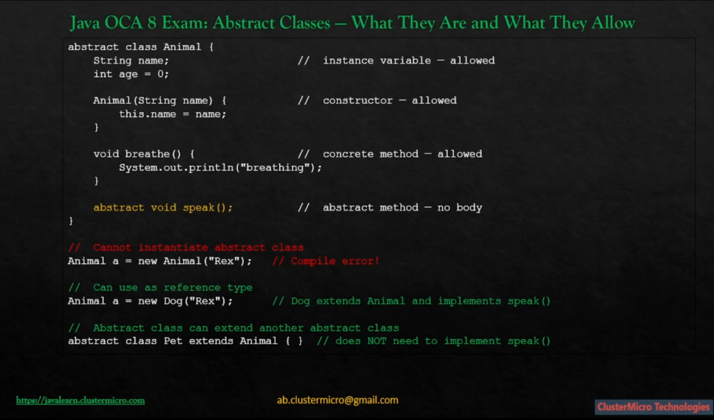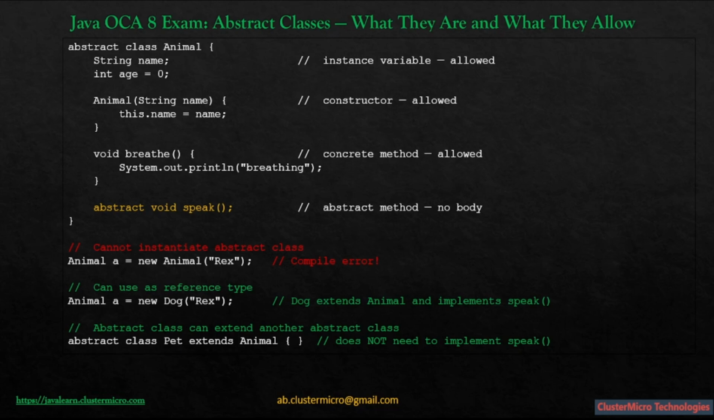Abstract method: speak has no body, just a semicolon, right? So any class that extends Animal and is itself concrete, not abstract, must provide an implementation for speak. The abstract keyword on the method is the contract. Subclasses must fill it in, okay?